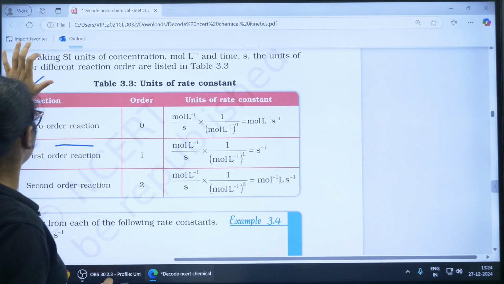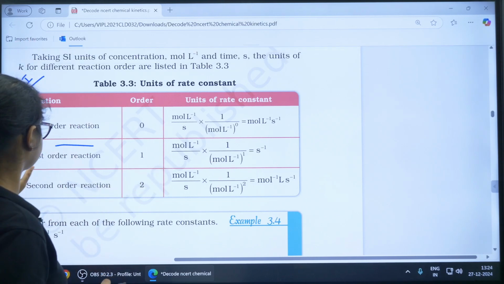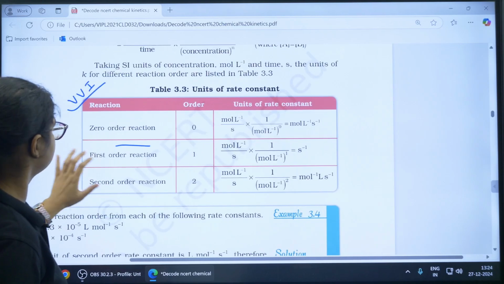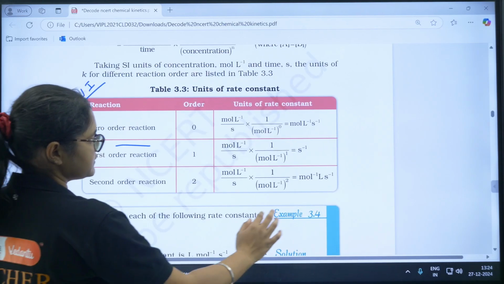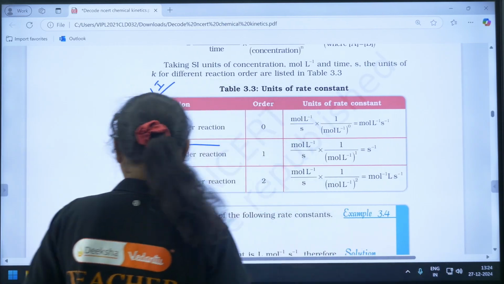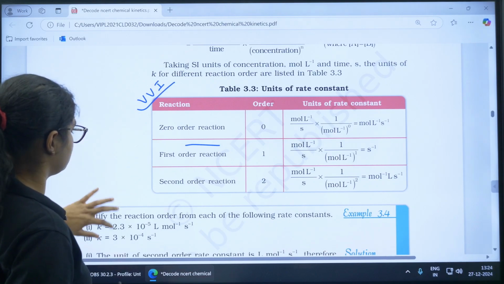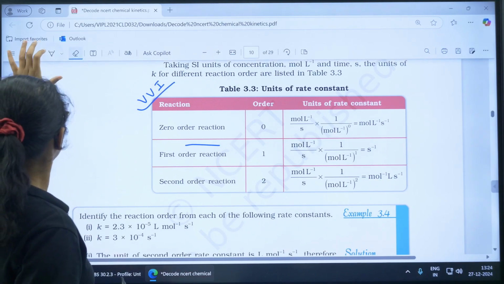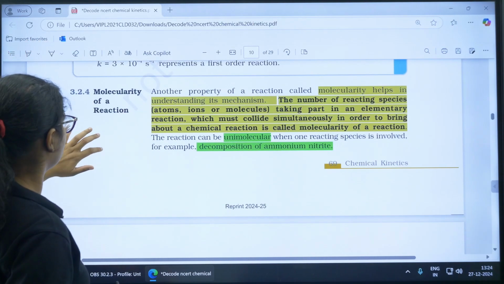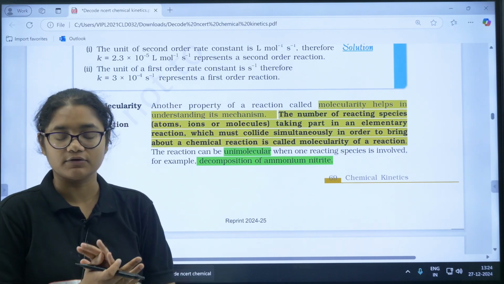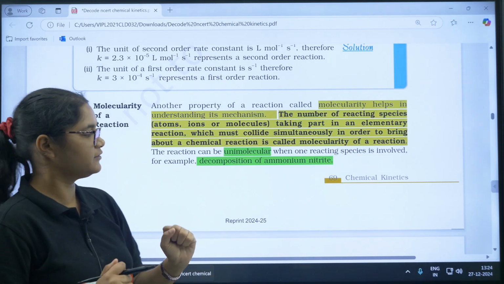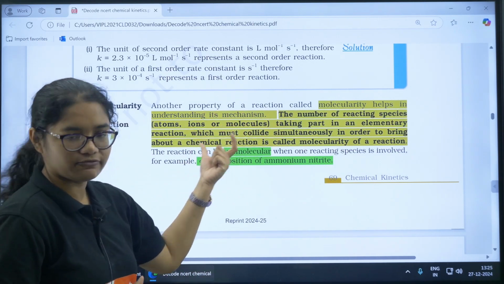Now if I go to the next part, let me just adjust this one. Yeah, we got it. Now if I just go higher, now if you see, what is the molecularity of a reaction? Just now we discussed elementary reaction and complex reaction; next is the molecularity of a reaction.